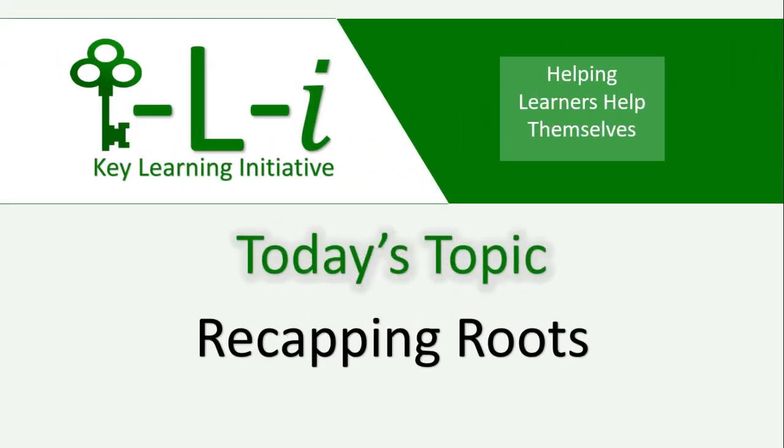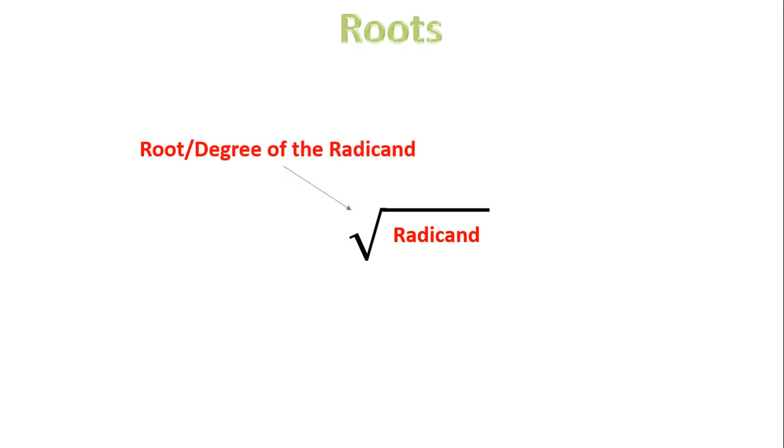Today's topic is recapping roots. And so let's have a look at our root sign. Here we have it. Now the first label that we need to know is the number, letters, expression, whatever it is under the sign, is known as the radicand. The second one is the root or the degree of the radicand, and that is the little number that's just outside of it.